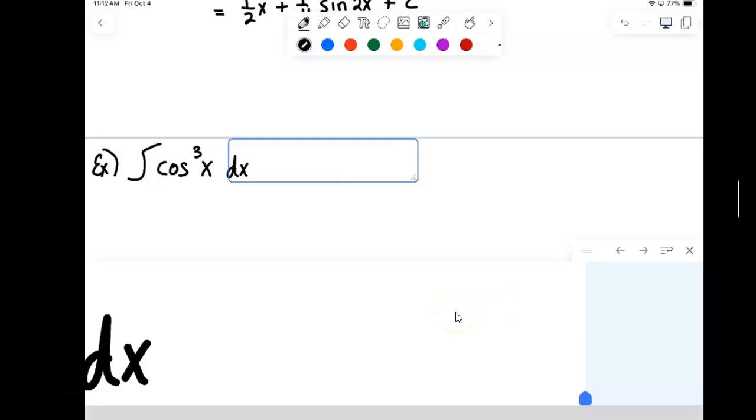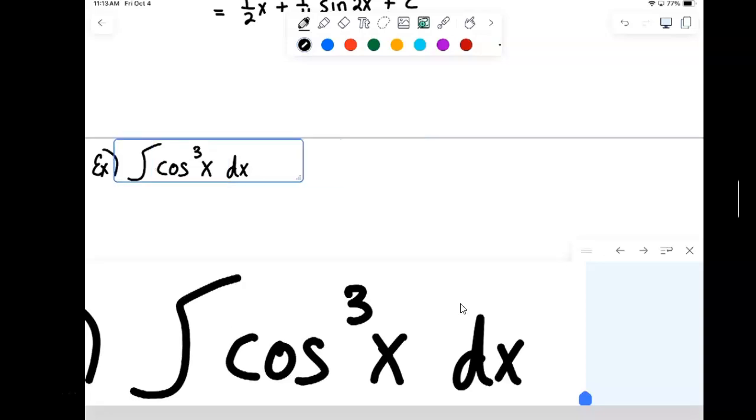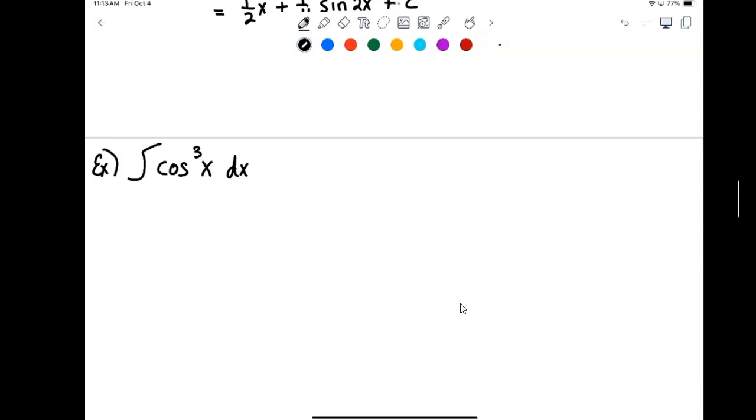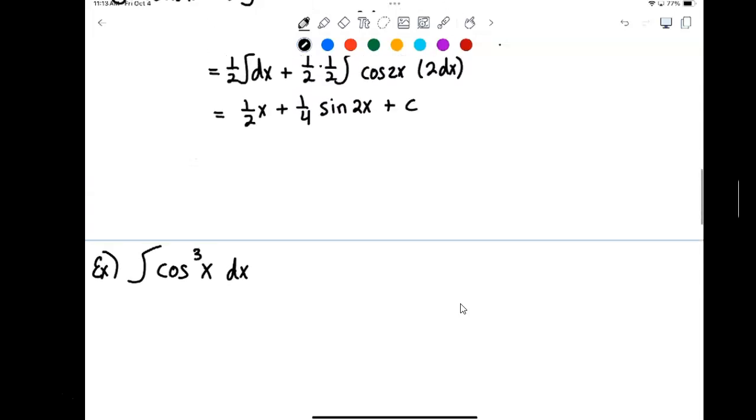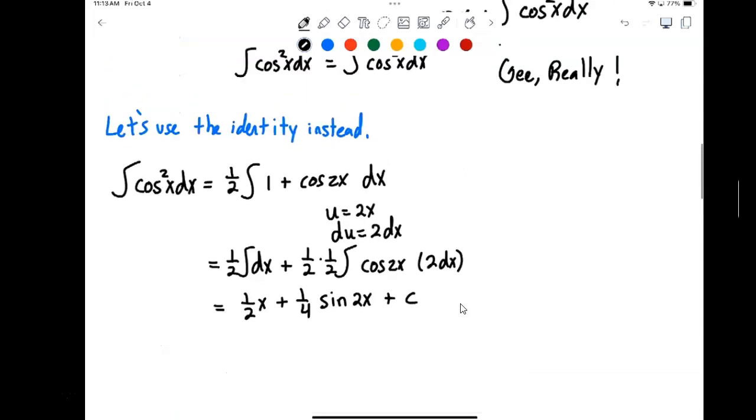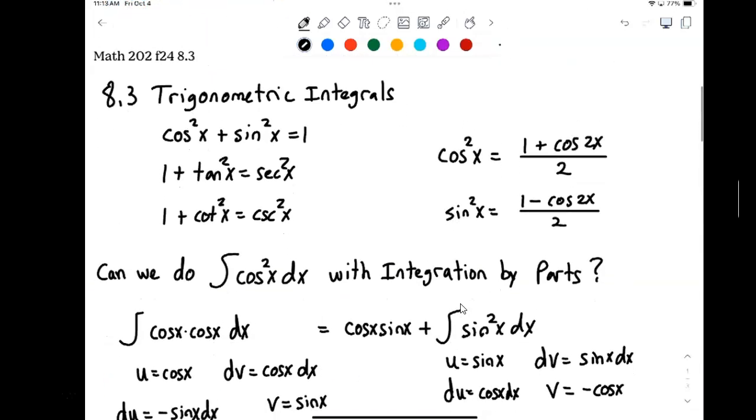Okay, so in this example here, instead of having a cosine squared, I have a cosine cubed involved in this problem here. And so the idea here with these integrals involving powers of cosines, powers of sines, or powers of both, is we want to rely on a couple ideas. First, of course, is this underlying relationship between sine and cosine. Right? Cosine squared plus sine squared equals 1.